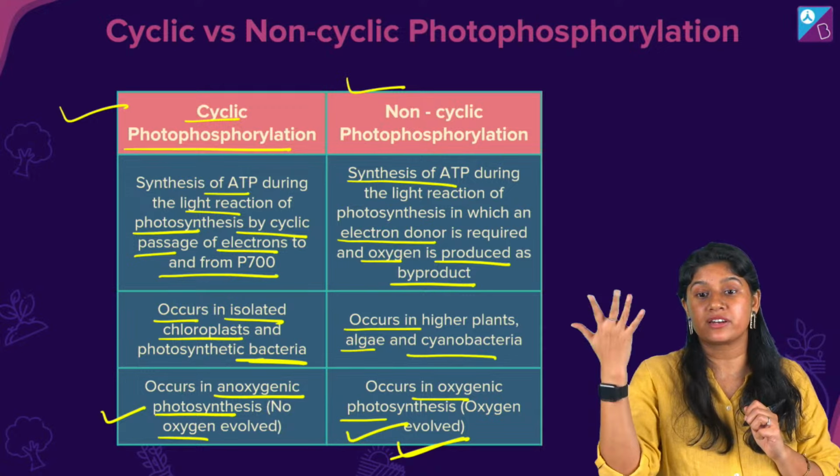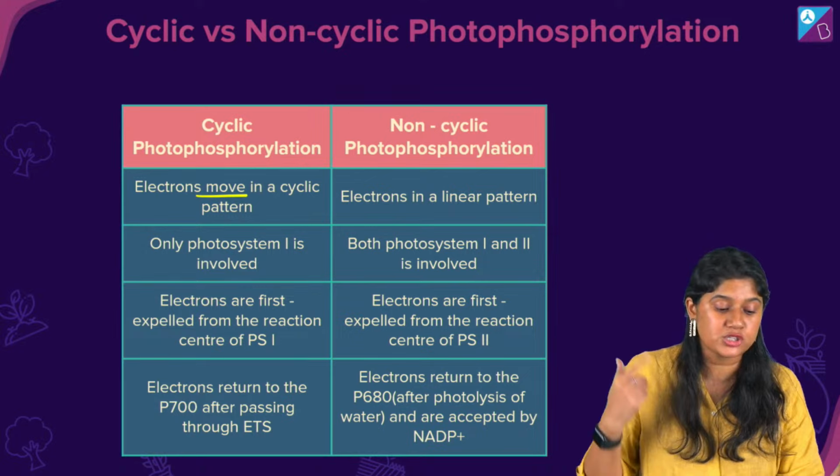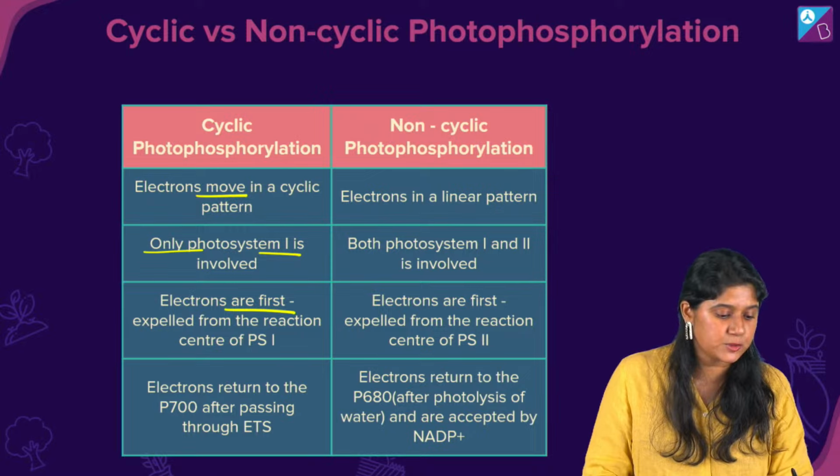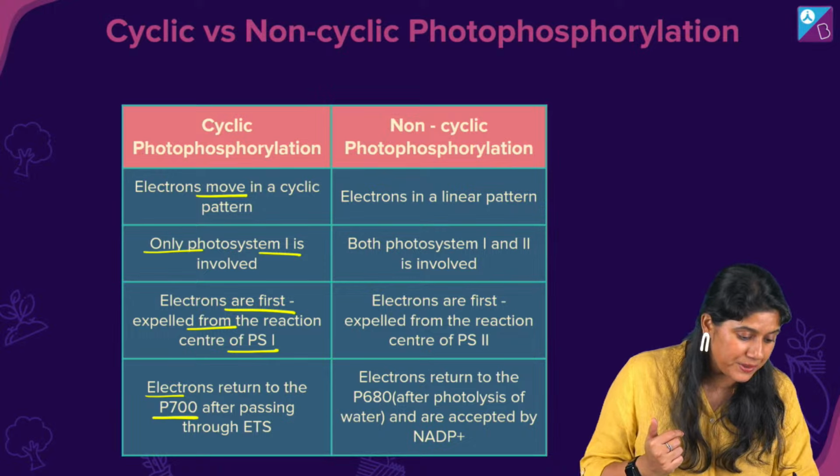Moving further about the difference, everyone: in cyclic, electrons move in a cyclic pattern. Only photosystem 1 is involved. Electrons are first expelled from the reaction center of PS1. Electron returns to P700 after passing through the electron transport system.